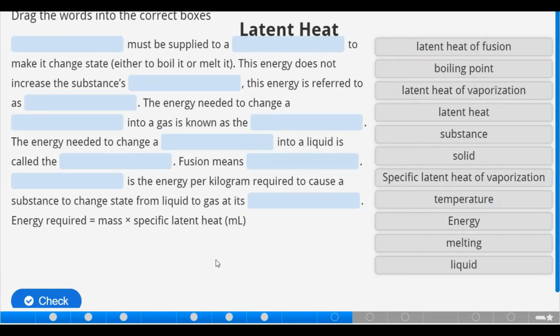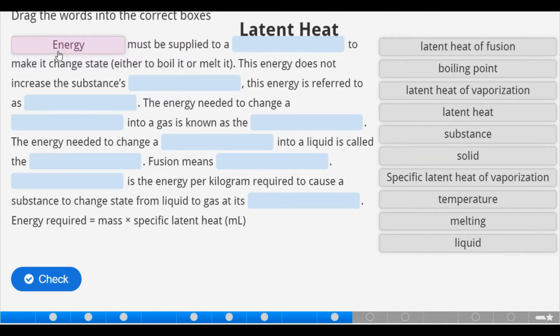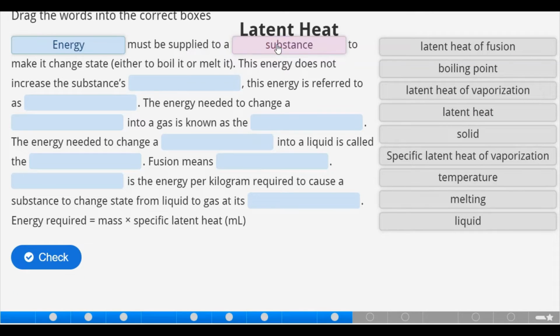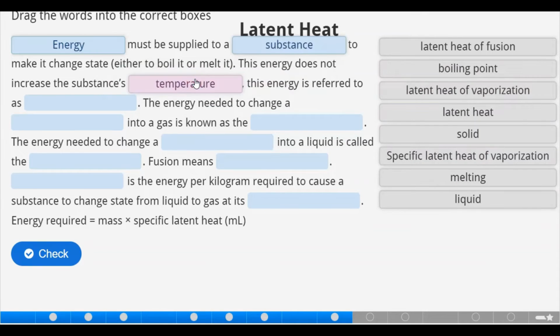Let's move on. So let's deal with latent heat. We are also to drag the following words into the correct boxes. Let's start. Energy must be supplied to a substance to make it change state, either to boil it or melt it. This energy does not increase the substance temperature. This energy is referred to as latent heat.